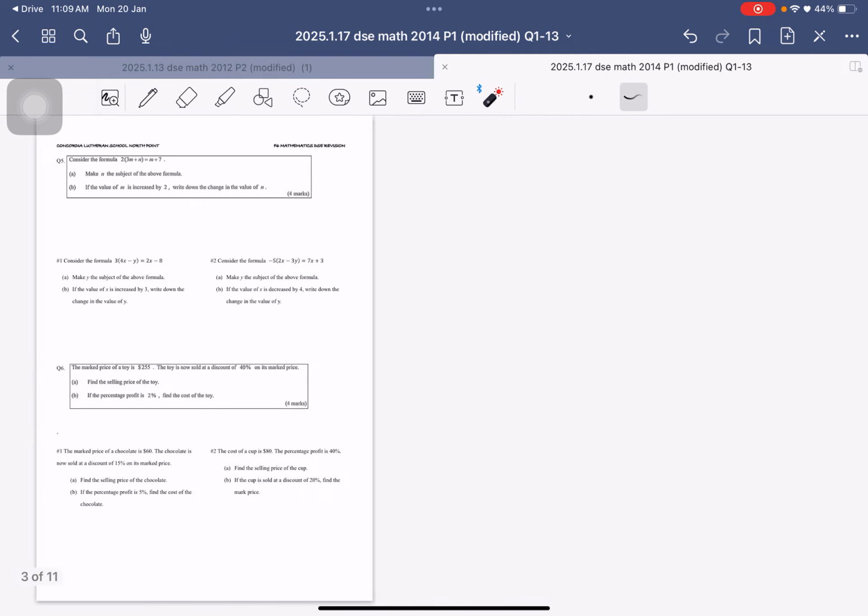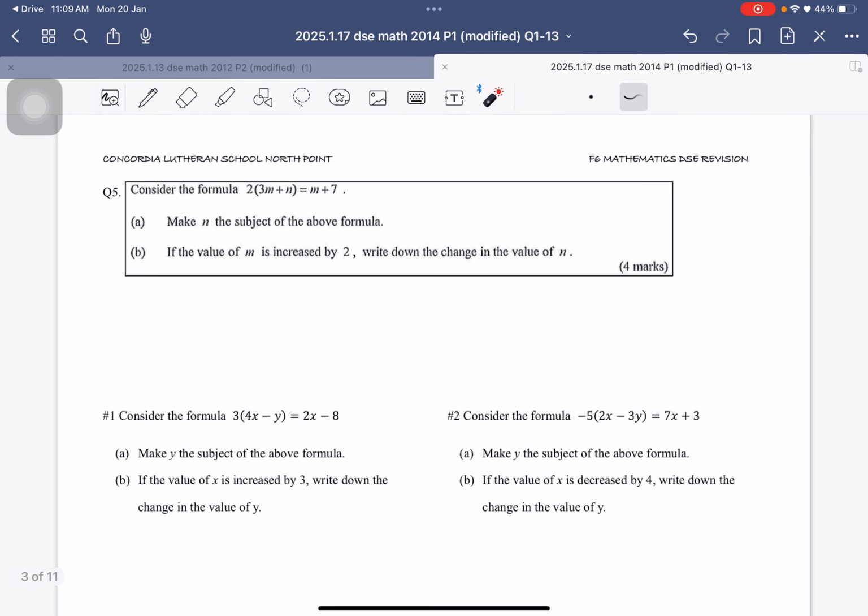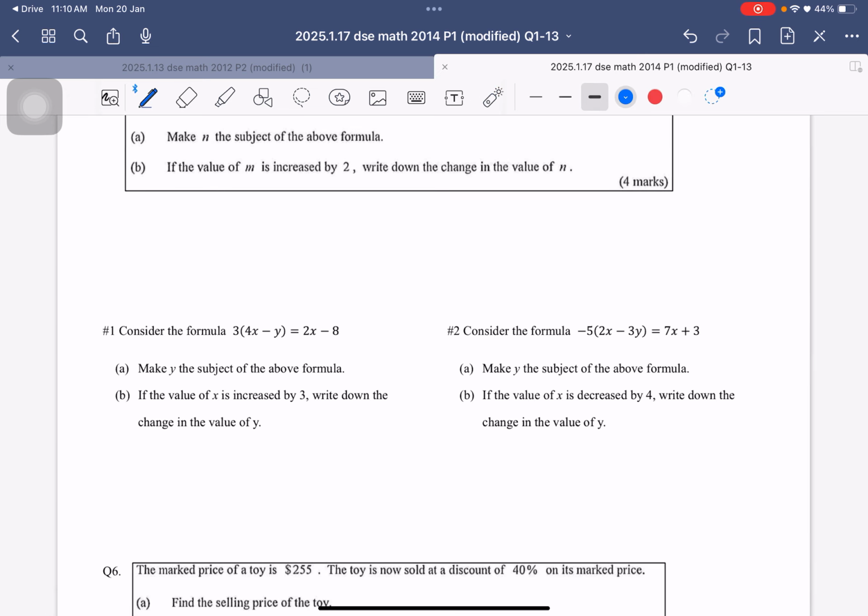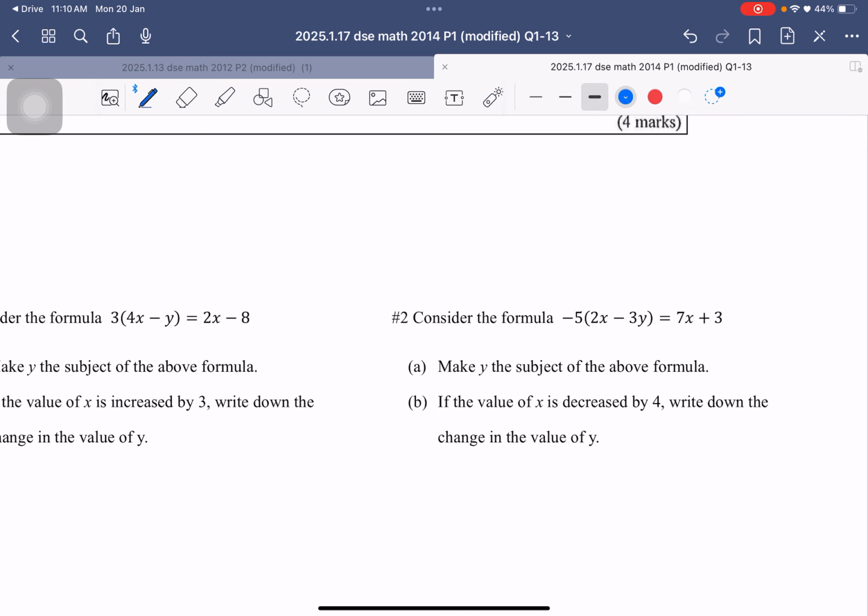Alright, question 5. We need to find the change. Is this you, Abby? You said difference. One of you find the difference. Look at question 5. The question is asking the change. How do you find the change? The change is the new minus the old.